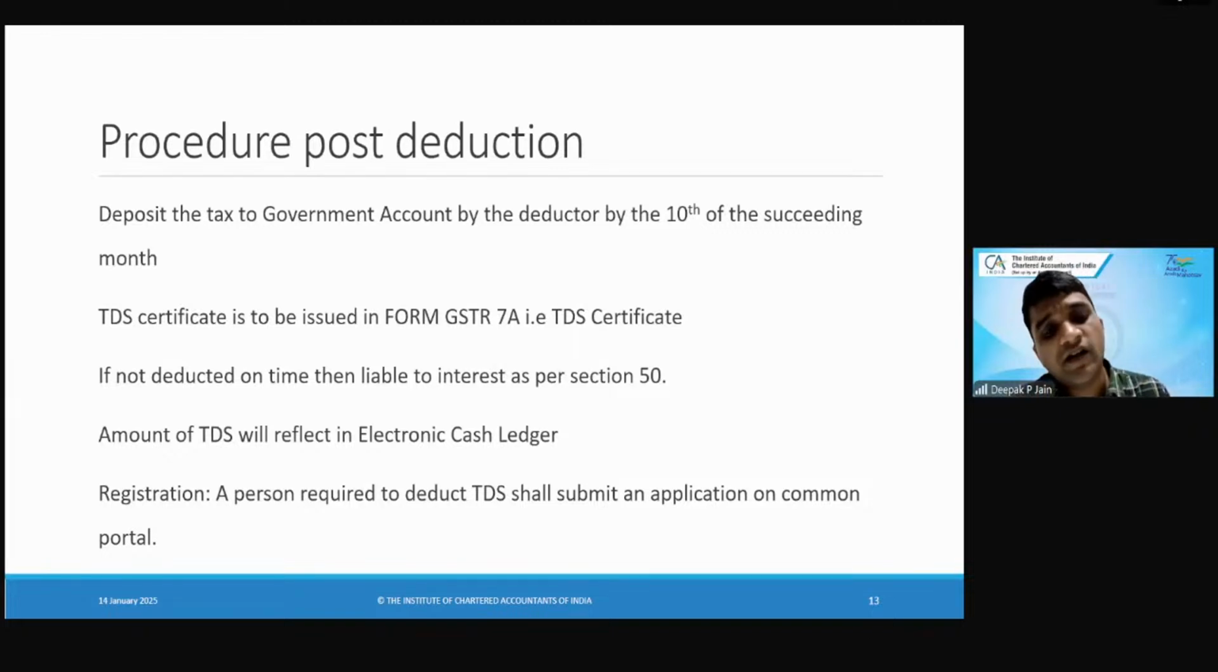If not deducted on time, then he will be liable to pay interest. So he has to be very careful that he deducts and remits by the 10th of the subsequent month, and he has to file a return called GSTR 7. The certificate has to be issued in GSTR 7A. This amount of TDS that is deducted will appear in the electronic cash ledger of the supplier.